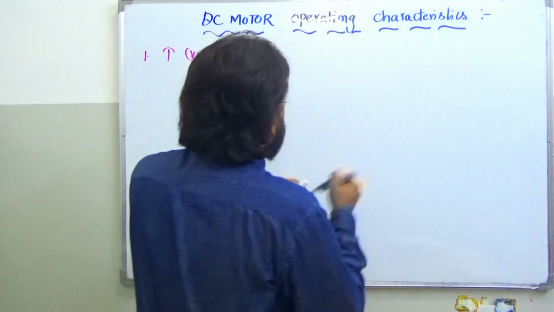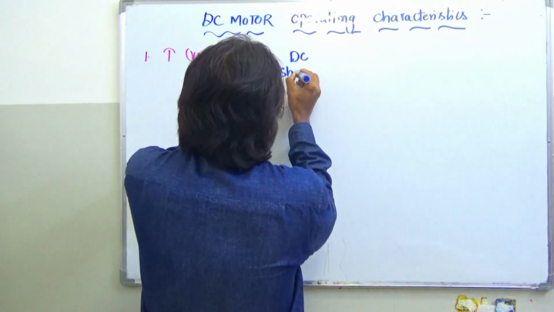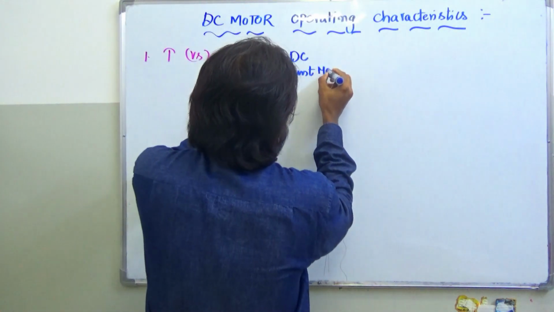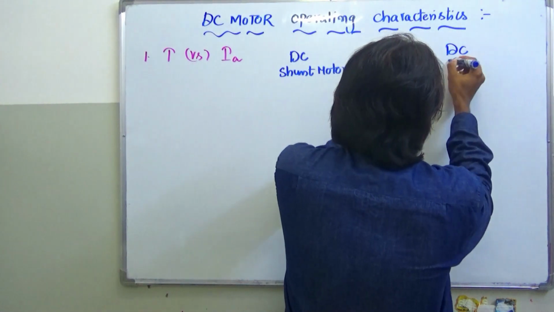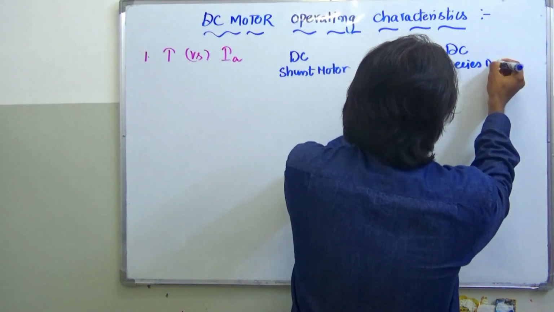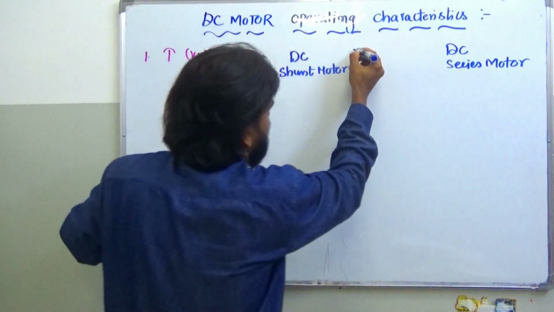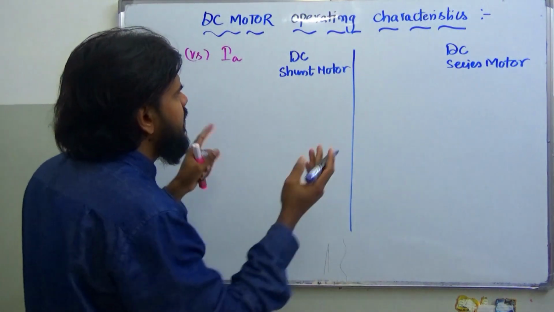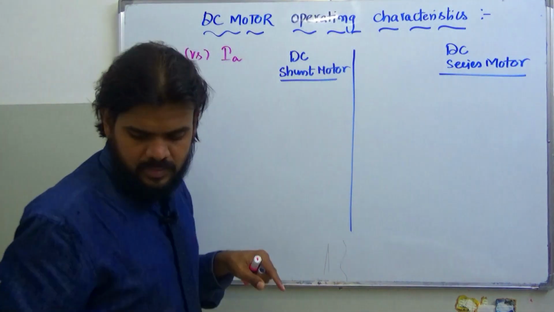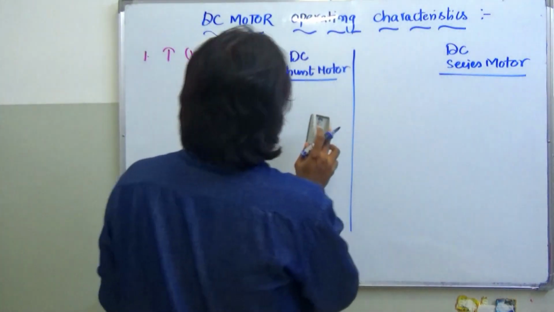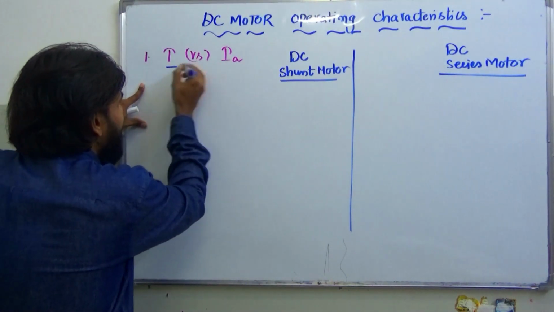So the first motor, I'll take this side, I take as a DC shunt motor, and then to the right I take a DC series motor. So now I'm going to make a line between them so that I can easily differentiate them. Okay, right. Anyways, so torque and Ia.